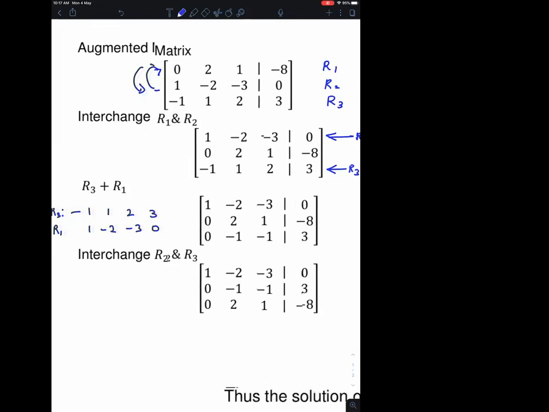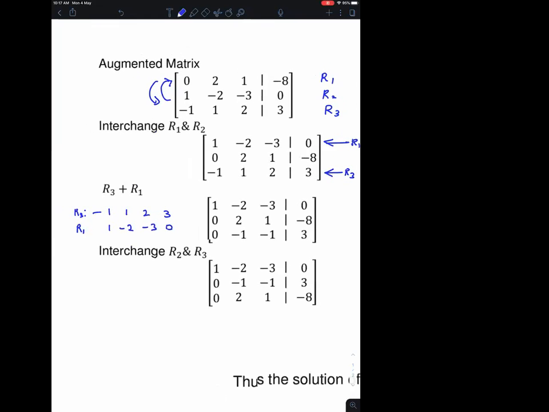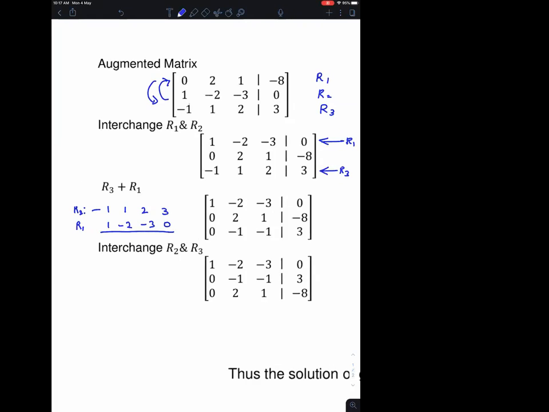So if we add them, what do you get? 3 plus 0 is 3. 2 minus 3 is minus 1. 1 minus 2 is minus 1. Minus 1 plus 1 is 0. So by doing that, you get 0, minus 1, 3. By adding row 1 to row 3, you're able to get this row.